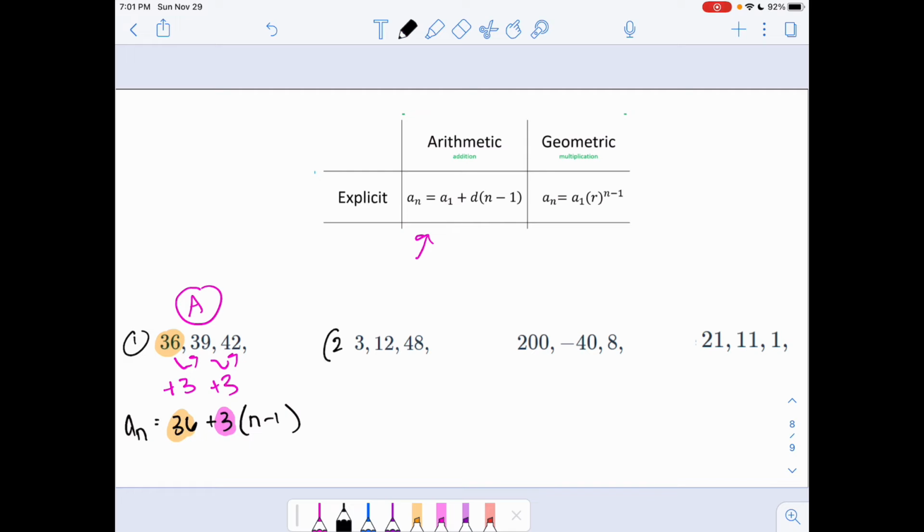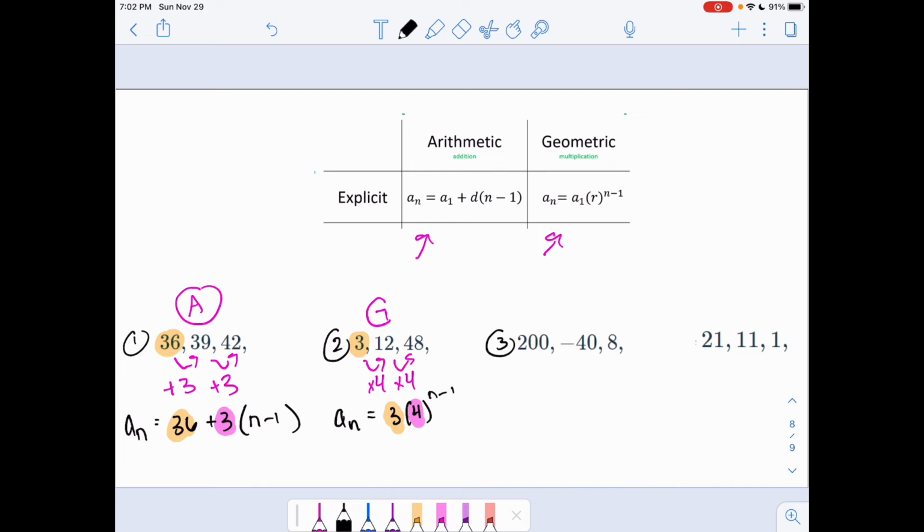Let's take a look at number 2. My initial value is 3, and my pattern is to multiply by 4. Since it's multiplication, it's geometric. So I'm going to use the second formula. A sub n equals my initial value times my common ratio of 4 to the n minus 1 power. Once again, here's my initial value. Here's my pattern, my common ratio.